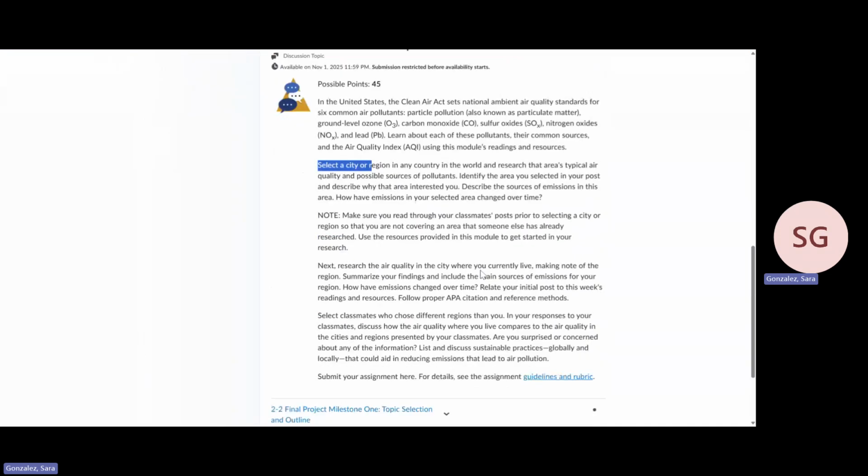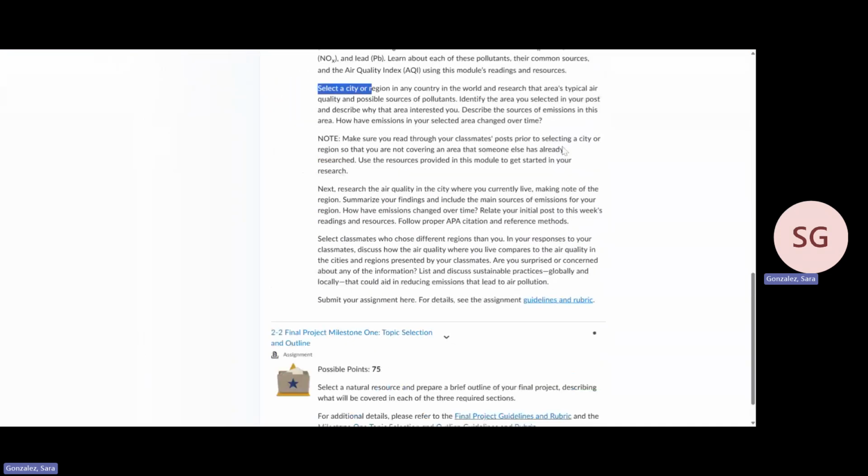Make sure you read through your class notes posts before selecting a city. That way we have a variety, and not everyone's picking Los Angeles, California, for instance. And then you're going to research the air quality in the city that you currently live in. So you're going to make a comparison of your chosen city with the city that you currently live in. Summarize the findings and the main sources of pollutants, and then you're going to relate this in your initial post.